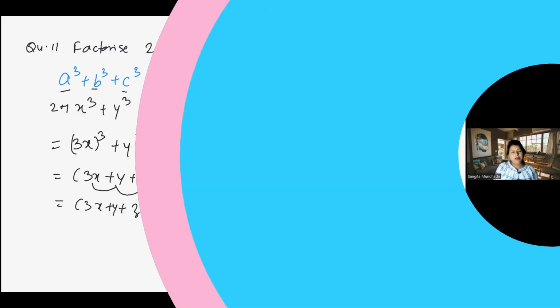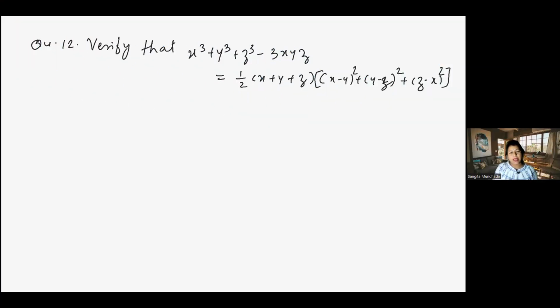Question 12. Verify that x cube plus y cube plus z cube minus 3xyz is equal to half into x plus y plus z in another bracket (x minus y) square plus (y minus z) square plus (z minus x) square. Now, we have to verify. Verification means we have to show that this side is equal to this. Now, we know that identity. Which identity? We know that a cube plus b cube plus c cube minus 3abc is equal to a plus b plus c, another bracket a square plus b square plus c square minus ab minus bc minus ca.